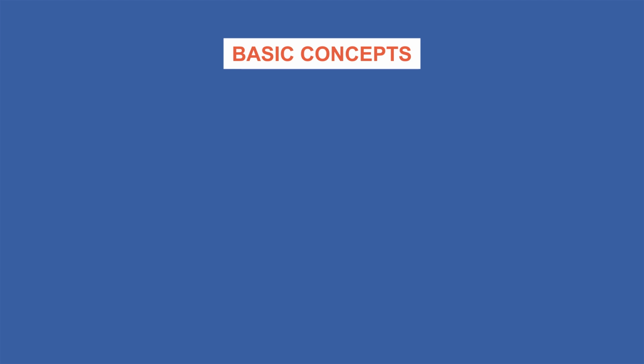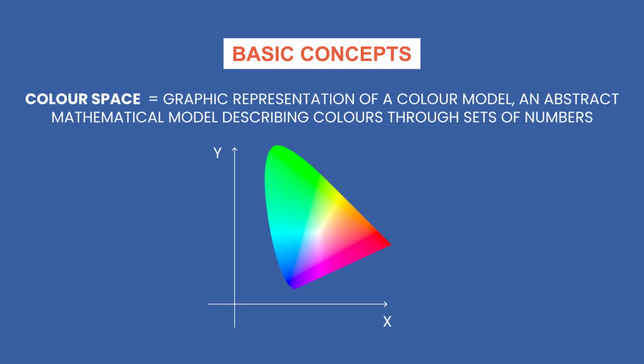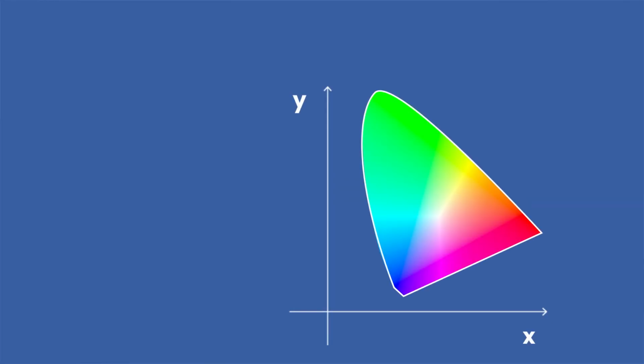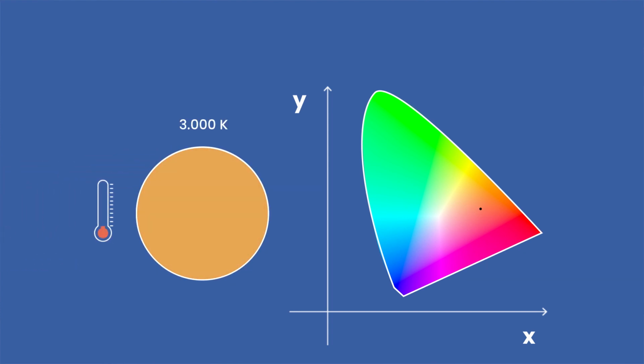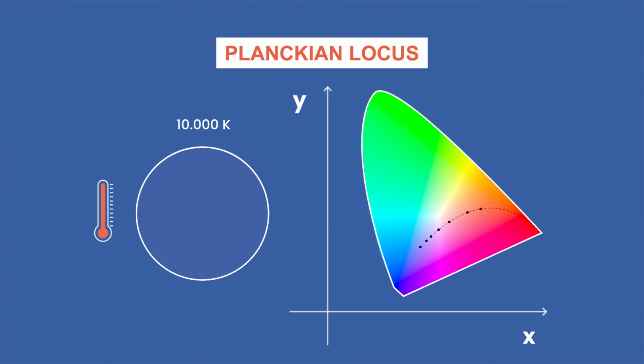The second concept to be considered is that of color space. That is, a graphical representation of an abstract mathematical model that allows to describe colors by clear numerical coordinates. The calculation of the correlated color temperature is done on the basis of the emissions of a black body subjected to heat. The chromaticity coordinates that identify it at different temperatures, joined together, draw in color space a curved line called Planckian locus.